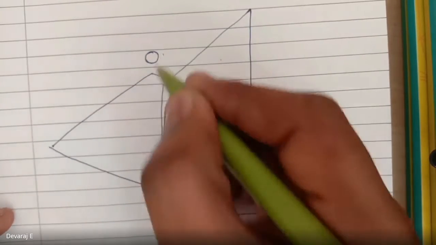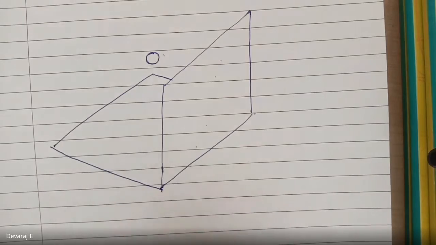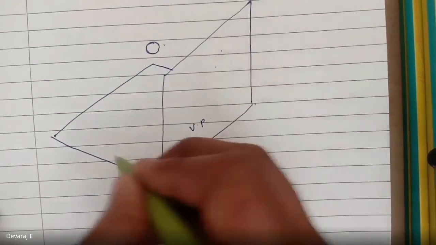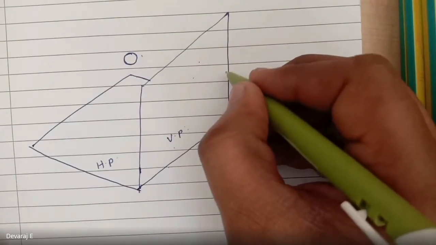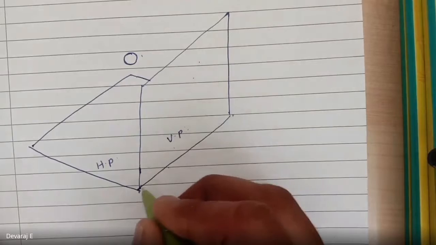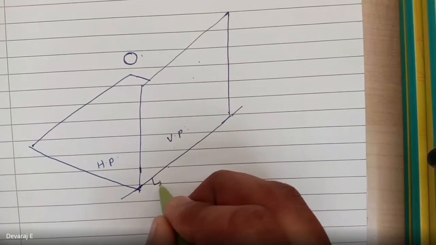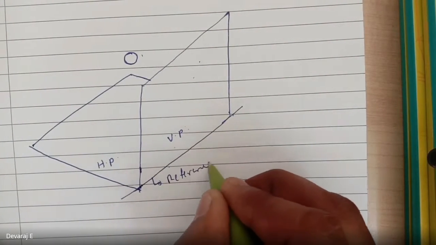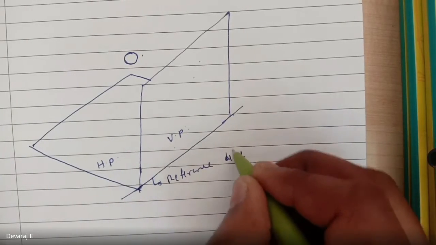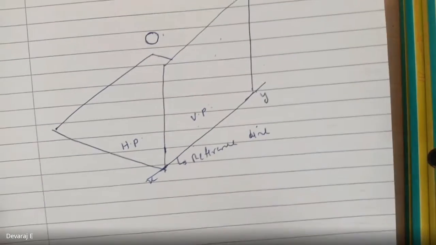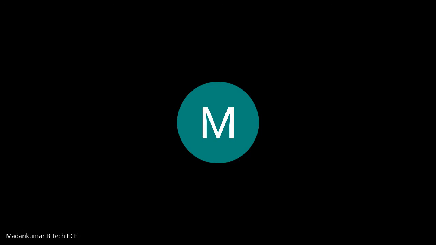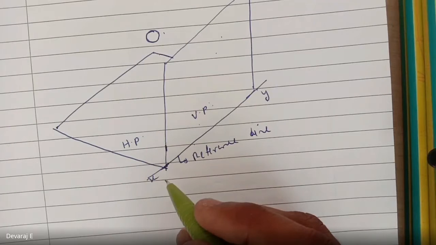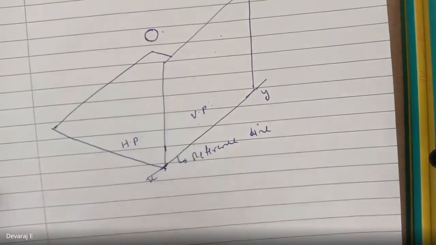what should we do to convert 3D to 2D? Can anyone tell me? This is the vertical plane, this is the horizontal plane, and this is the reference axis or reference line, XY. Can anyone tell me what we should do to convert 3D to 2D? Rotate HP anticlockwise, rotate HP by 90 degrees. Yes. Good. But be careful.